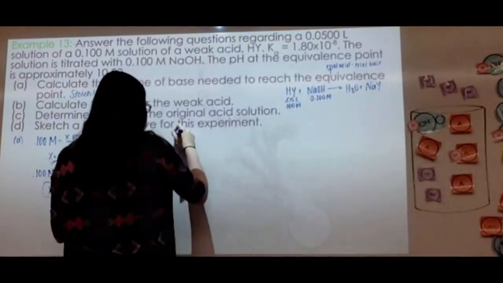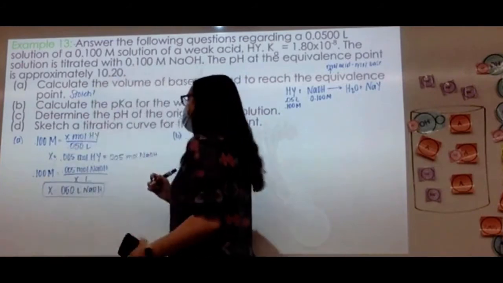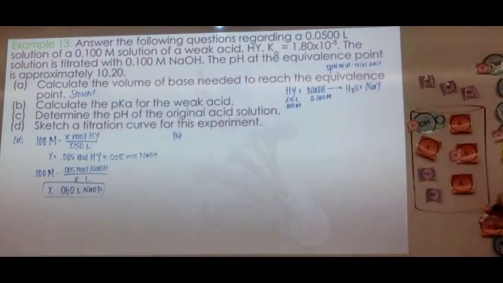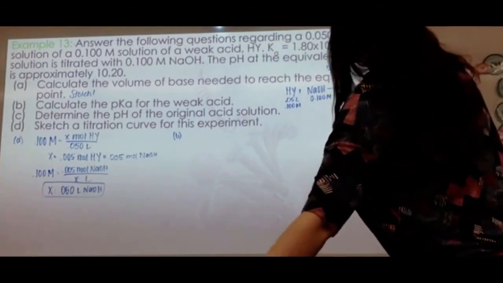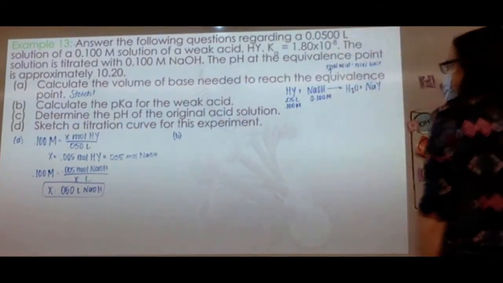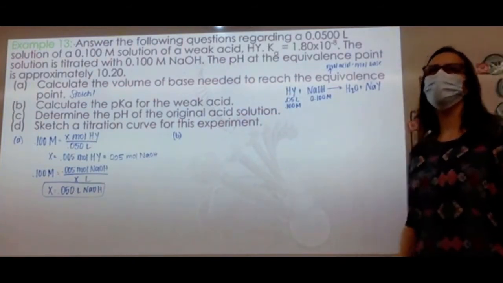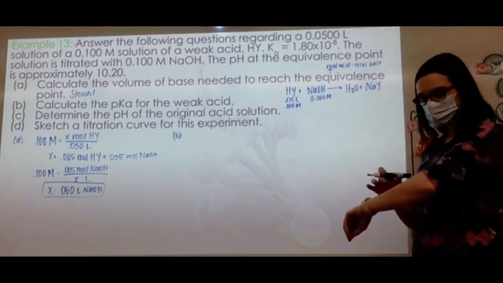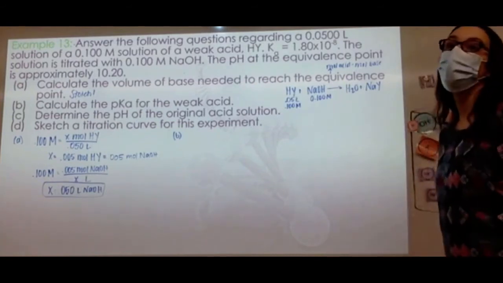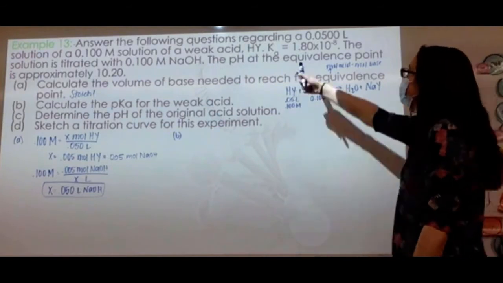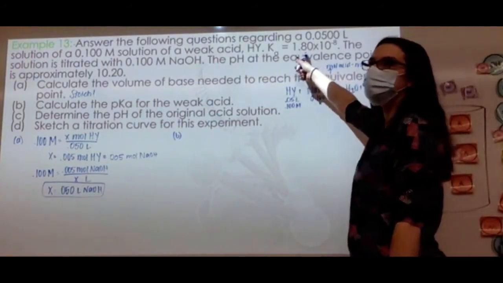So that was part A, calculating the volume of base at the equivalence point. Part B, calculate the pKa for the weak acid. Now, I'm not going to lie to you. When I looked at this at first, I was like, I don't have the titration curve. How am I supposed to find the pKa? And then I looked back and said, oh, well, they gave us the Ka. They gave us the Ka right here.